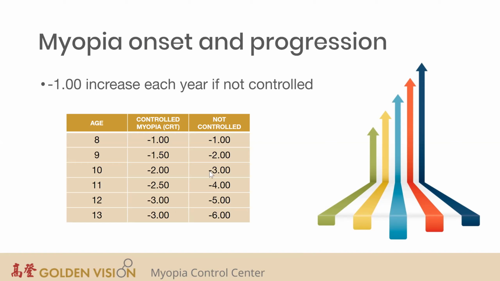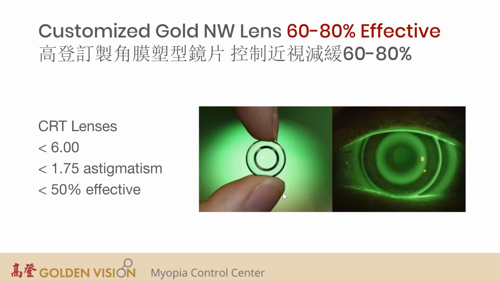So the next slide is that we use custom-made Ortho-K lenses, as opposed to something that is commercially available, which is called CRT lenses. A study showed they're about 50% effective in slowing down the myopia increase.